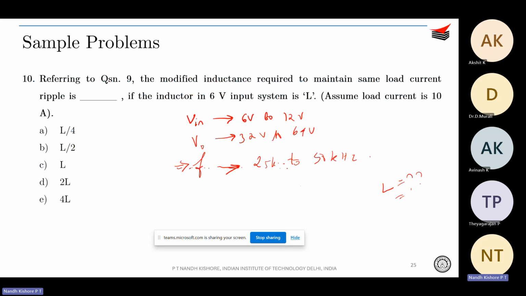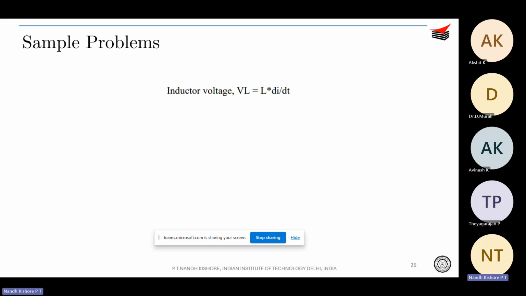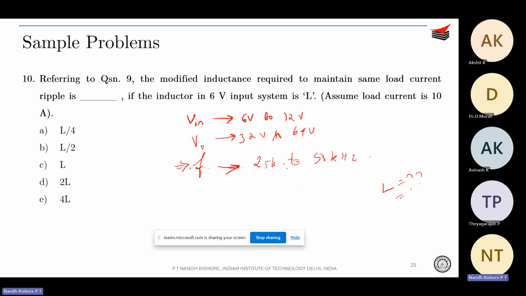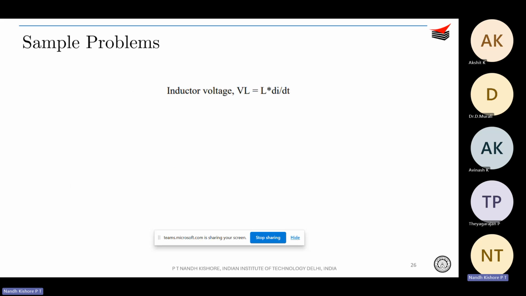So to answer this question, you can go back to the basics. That is, you know that the inductor voltage is going to be L into di by dt. They have given that you want to maintain the same load current ripple. Therefore, di needs to be same, or the delta I needs to be same. And you know that what happened to dt? Since your frequency has doubled, f has become 2f, therefore dt will become dt by 2.